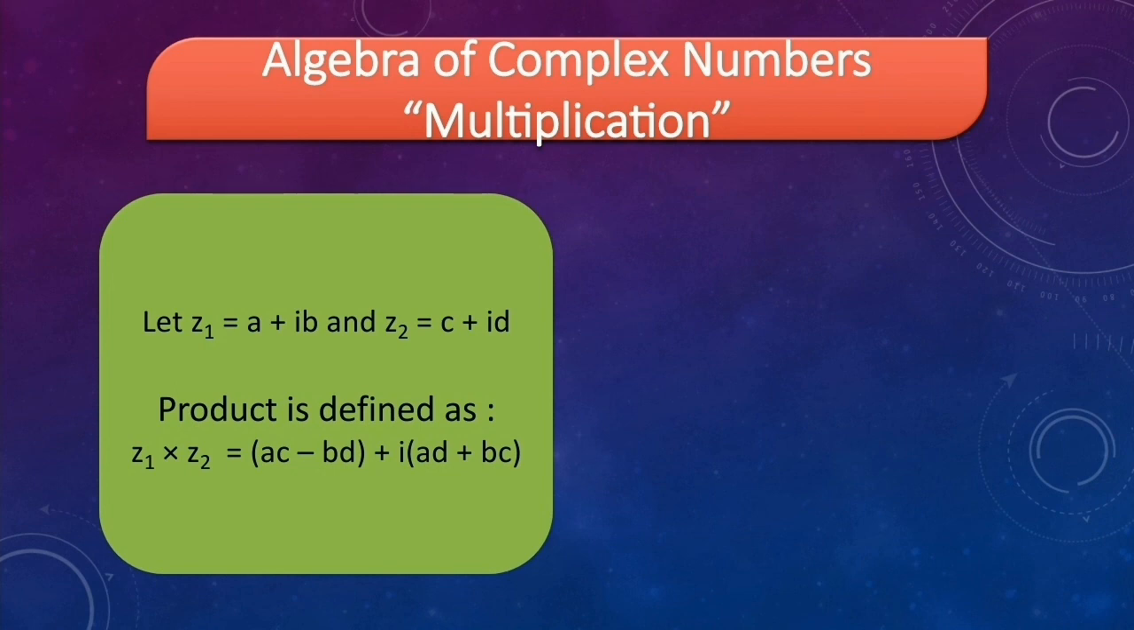Now let's move on to multiplication. As you can see on your screen, the product is defined as ac minus bd plus iota times ad plus bc.